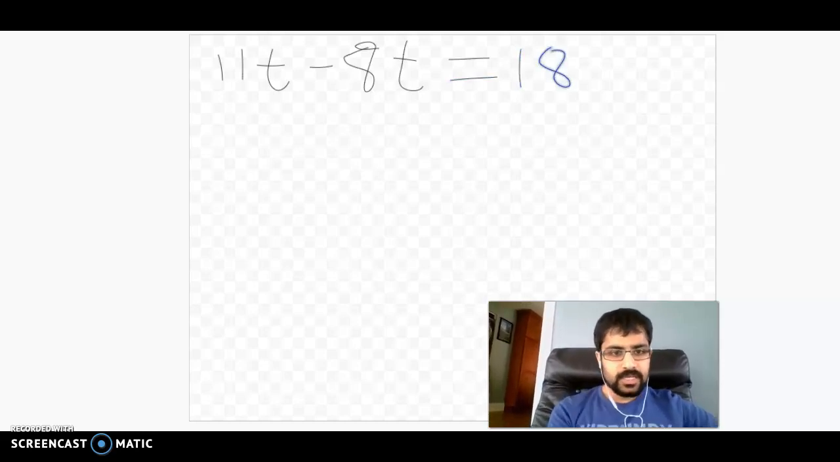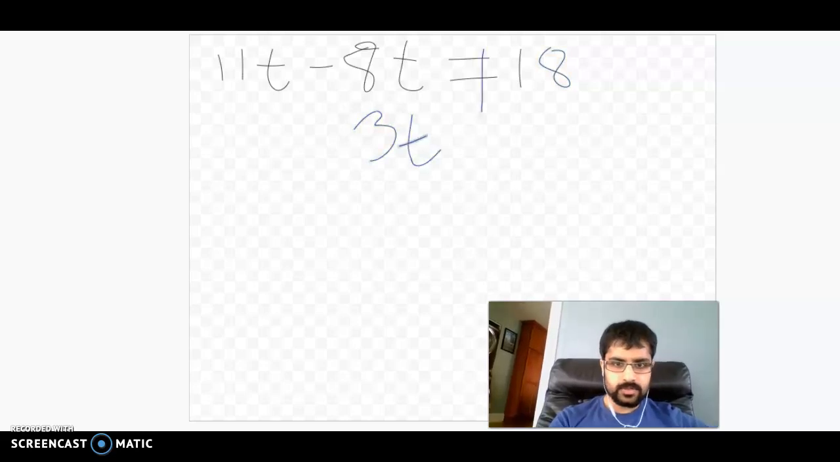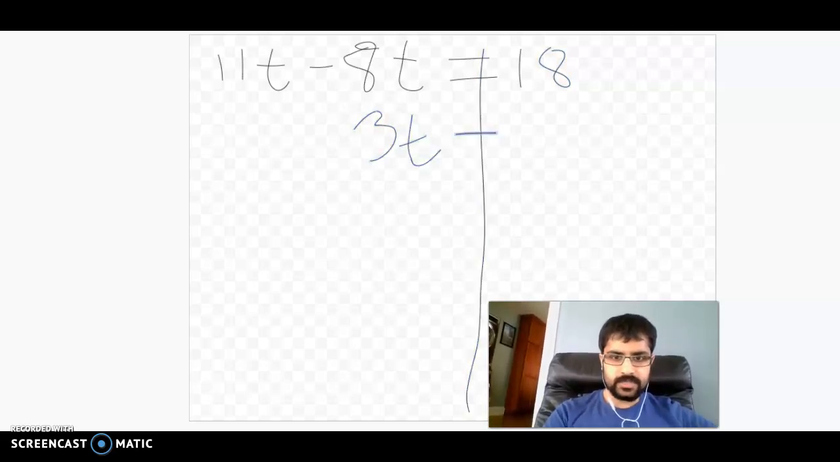Okay, fine. 11t minus 8t. I need to add the coefficients if I'm adding them, but here I'm subtracting, so I'll subtract the coefficients. So 11 is the coefficient, and I subtract 8, that other coefficient. 11 minus 8 is 3t. Draw that line, equal sign on the line, and nothing moved to the right, so 18 stays the same.